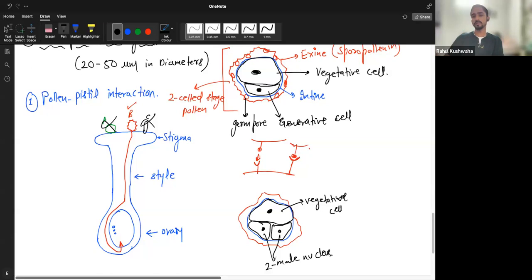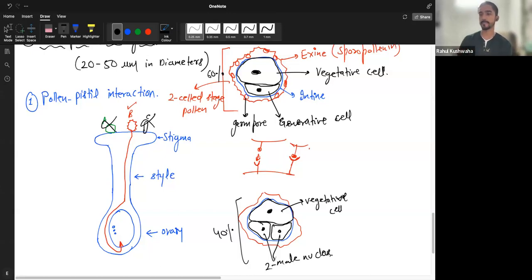Why is it important to know? Just draw it and write around 35 to 40%, and this happens in around 60% of the angiosperms. But let me tell you, even in those 60% where it is shed at a two-celled stage, still before the pollen tube starts, the generative cell divides into two. Okay, so for almost all the angiosperms, there are two male nucleus and one vegetative nucleus in a mature pollen.